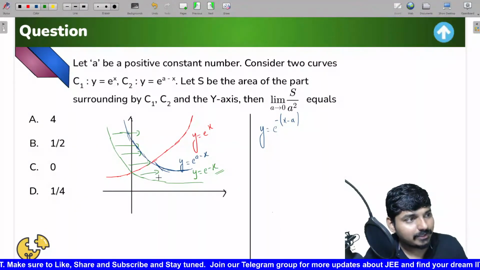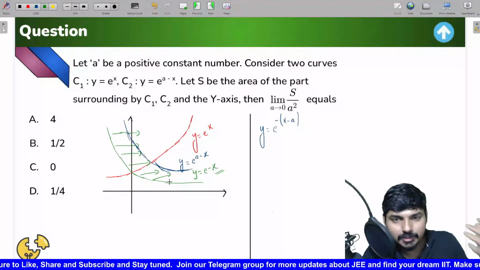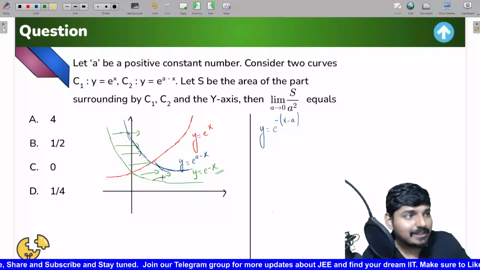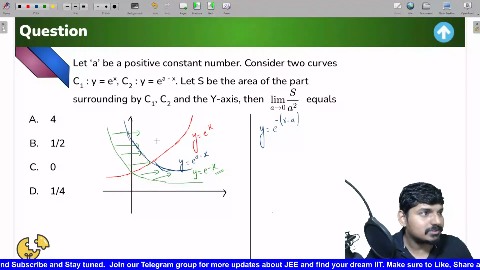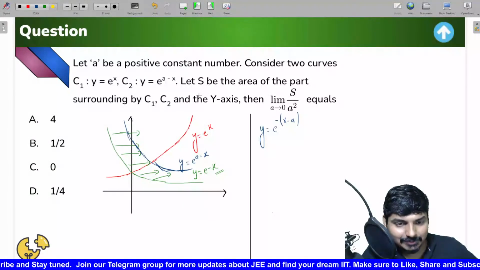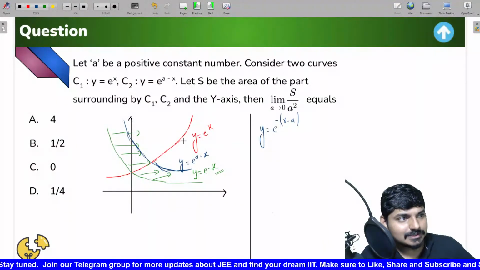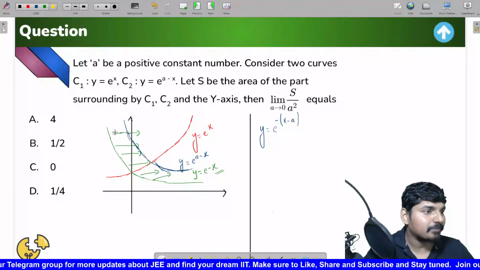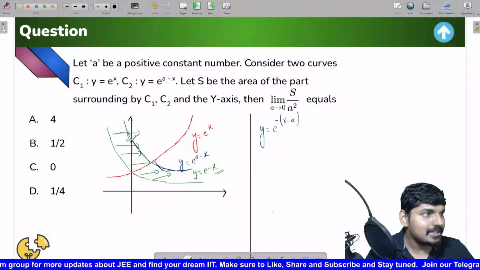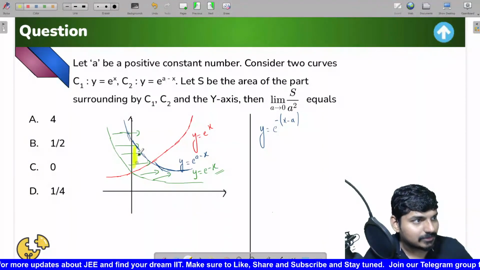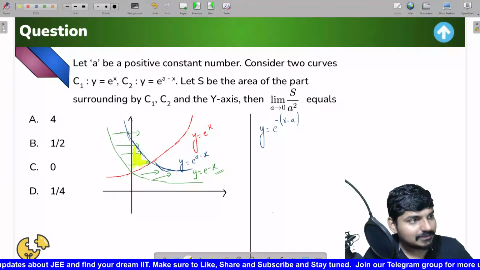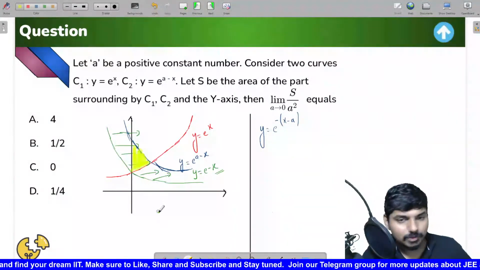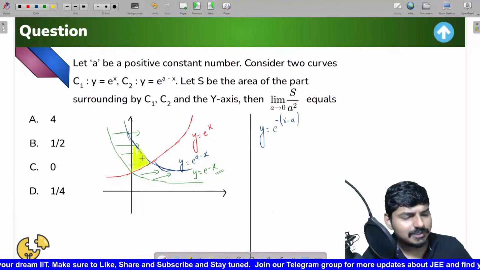So this is where the concepts of transformation are going to be helpful for you. Now all you have to do is what? You need to find the area that is bounded between this red one, the blue one, and the y-axis. So you can clearly see this is the region he is basically pointing out in the question. So how do we find out this region, everyone?